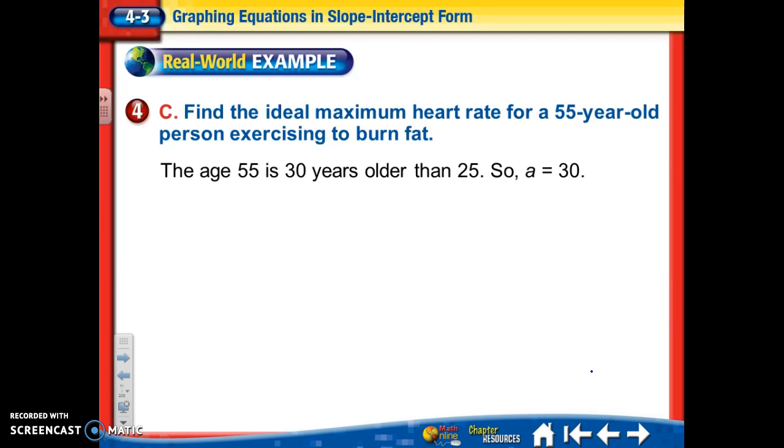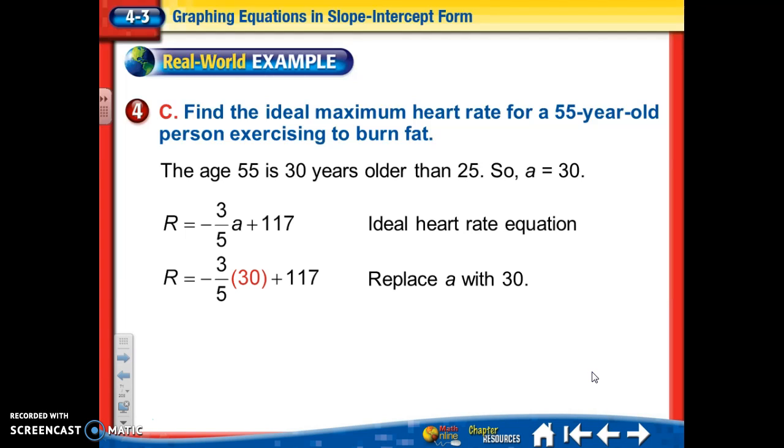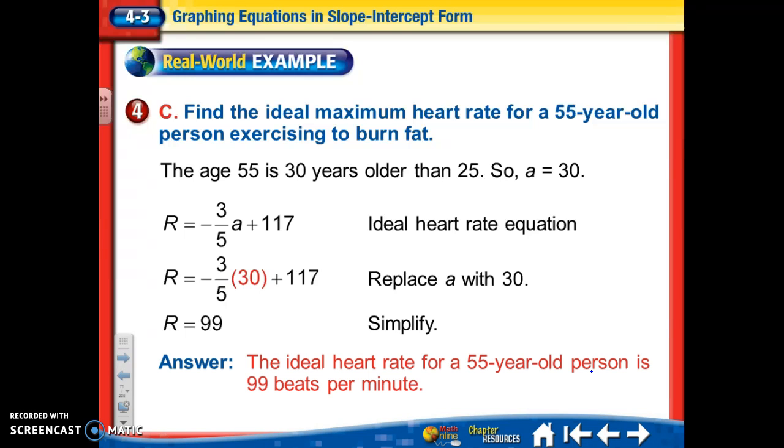So we're going to be using A equal to 30. So there's my equation. I put in the 30. And then in my mind, I would be going 30 divided by 5, that's 6. So 6 times 3, that's 18. Negative 18 plus 117 gets me to 99. And so for a 55-year-old person, you want to get to 99 beats per minute.